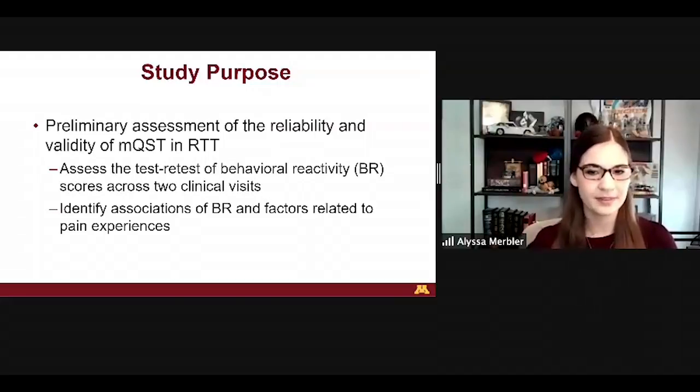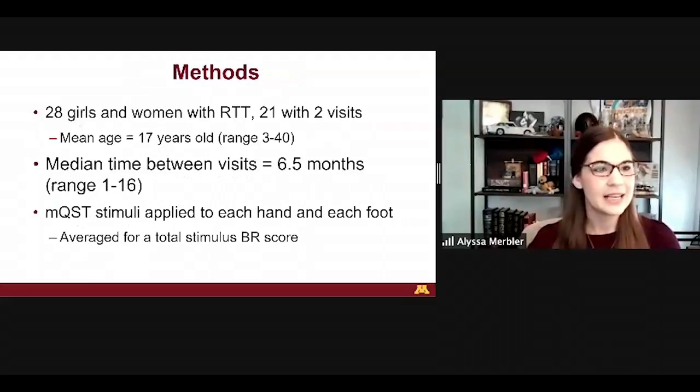data. Based on the animal model findings and parent-reported pain episodes, we hypothesized that girls and women with Rett would be responsive to the set of tactile stimuli, and that reactivity would be somewhat stable over time. So 28 girls and women with Rett participated in the larger project, 21 of which had 2 visits, which are used for this data set. The median time between visits was 6.5 months.